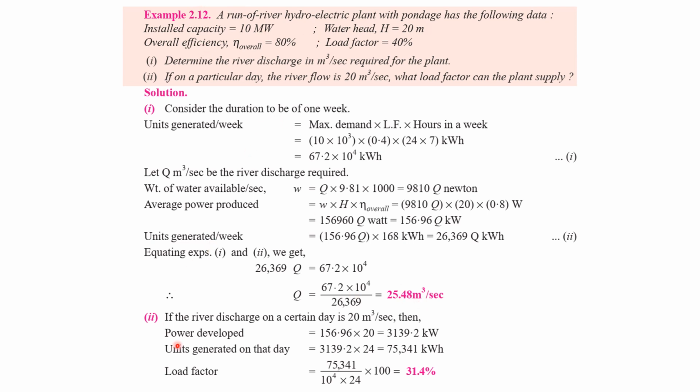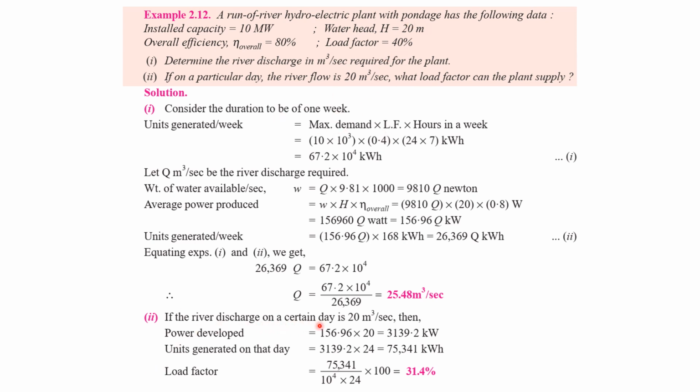So if on a particular day the river flow is not 25.48 meter cube per second, but now it is 20 meter cube per second, what will be the load factor that the plant can supply? Obviously, if the discharge has reduced, then the load factor which the same plant can supply is also reduced. So let us see how much it is reduced.